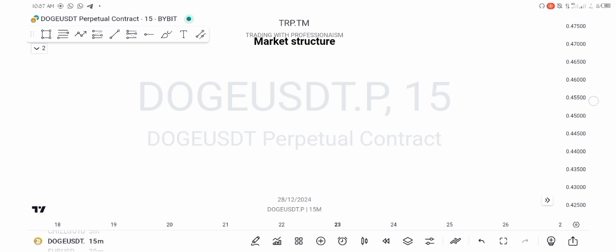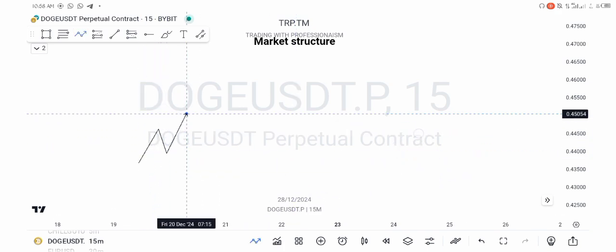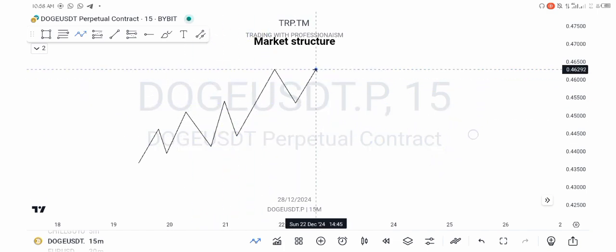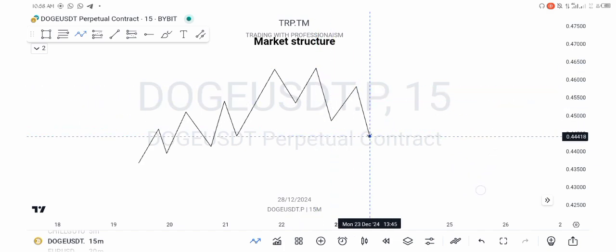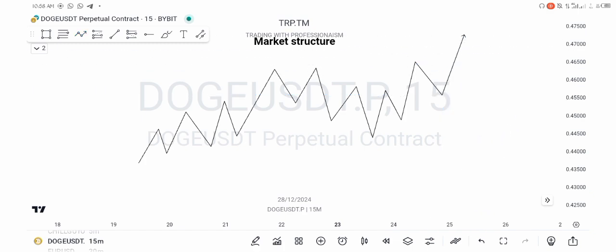Now, market structure. What is market structure? Market structure is simply what you see in the market, because the market most of the time is full of ups and downs. So market structure is simply what you see in the market.